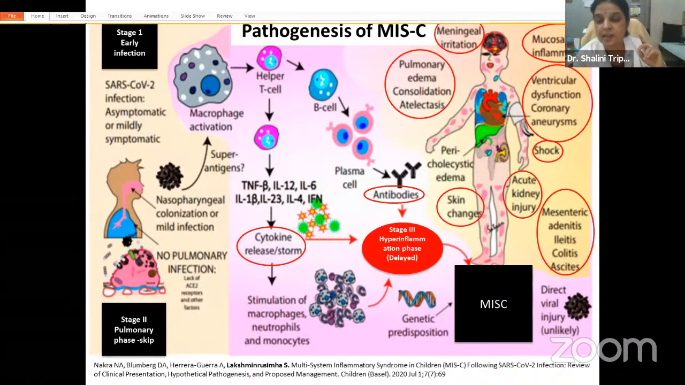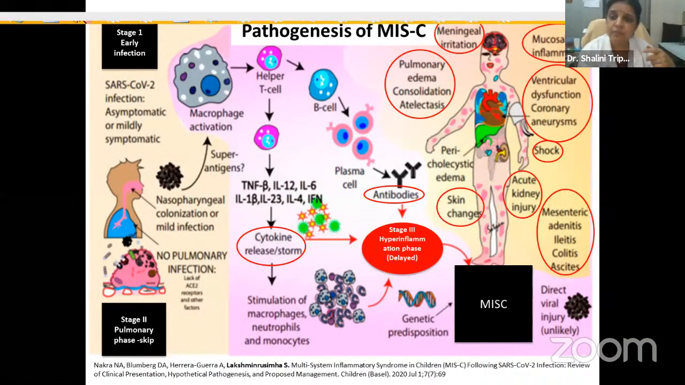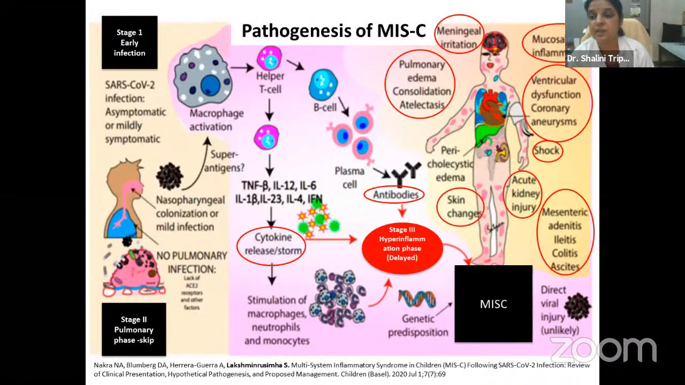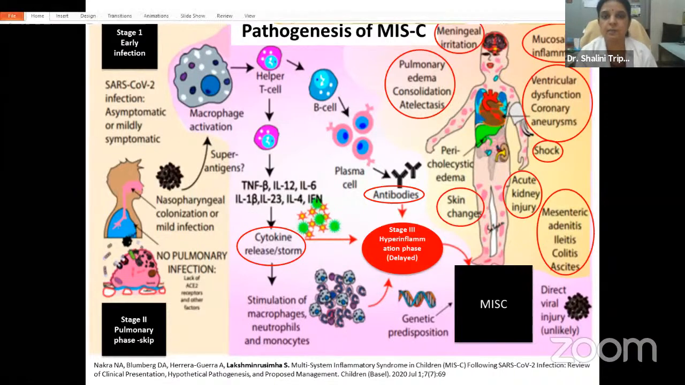If we see in this diagram from head to toe, the patient can have meningeal irritation. Then in the lungs, it will cause pulmonary edema, consolidation, atelectasis. Because of that, the child will have hypoxia, desaturations. Then there will be mucosal inflammation. Because of that, the child will have conjunctivitis, cheilosis, and angular stomatitis. In the heart, it causes very similar to Kawasaki disease, coronary artery aneurysms, and ventricular ejection fraction decreases. Because of that, the child has a very important and very dangerous complication.